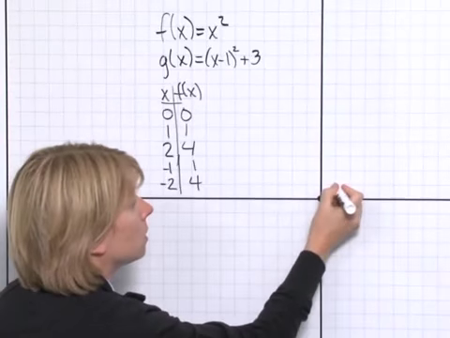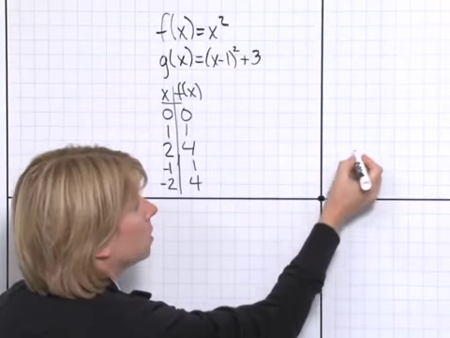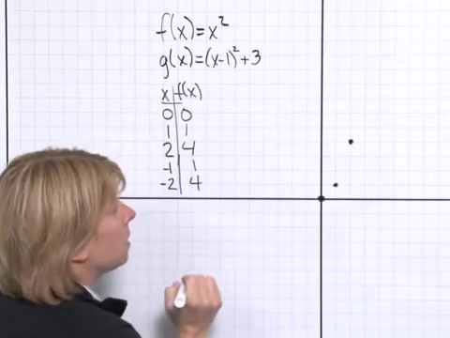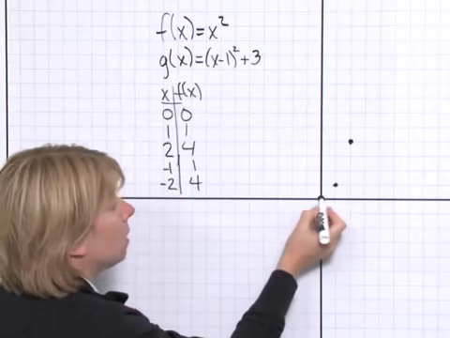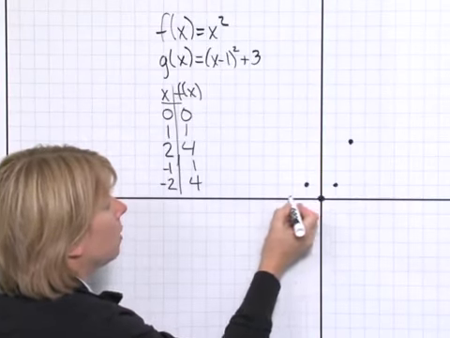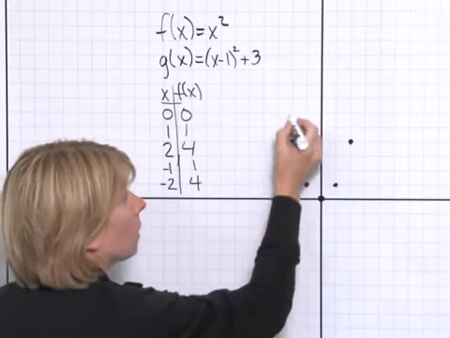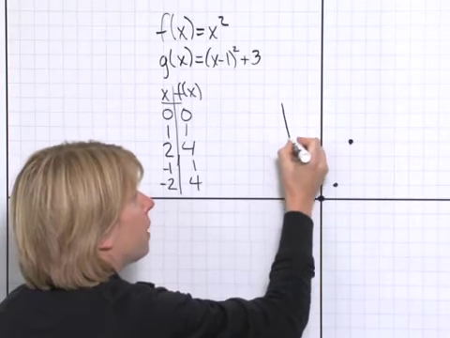1, 1 is here. 2, 4 is there. Negative 1, 1, and negative 2, 4. So here's the graph of f.